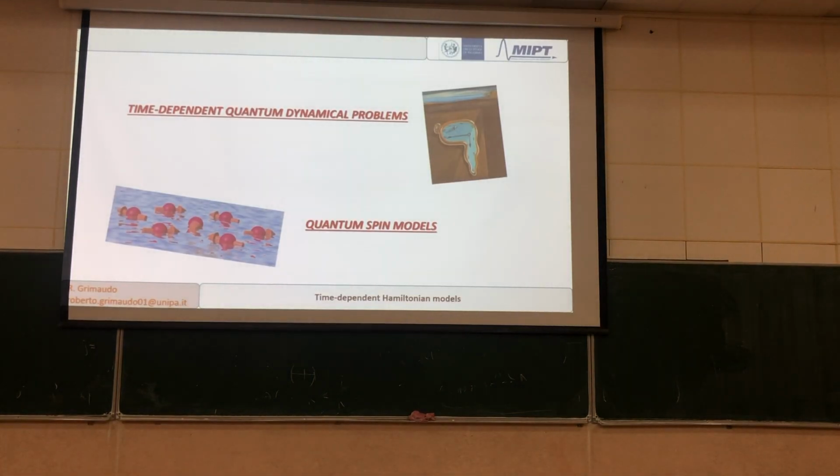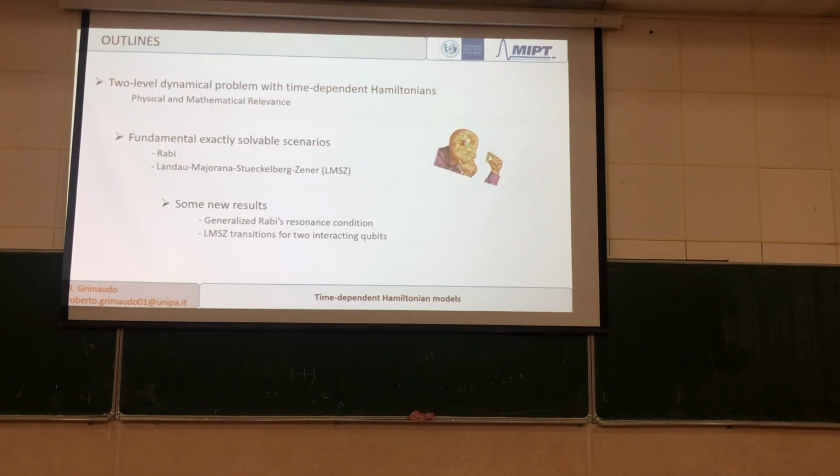In my PhD, I have been engaged in the study of general time-dependent quantum dynamical problems, so time-dependent Hamiltonians. In particular, our attention is devoted basically to time-dependent Hamiltonians describing quantum spin models, specifically microscopic physical systems describable by time-dependent Hamiltonians when the spins are subjected to time-dependent magnetic fields, time-dependent fields that we treat classically. So, can you hear me?